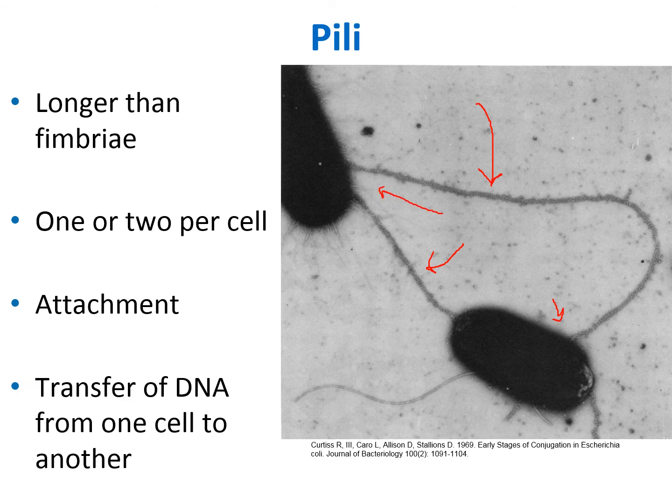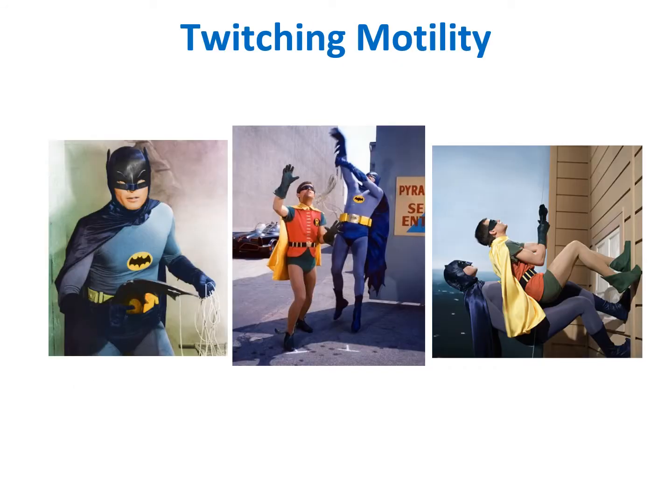You can see that the pili are much longer than the fimbriae. If you look closely at this image, you can see the fimbriae only coming out about that far from the cell, whereas the pili are much longer. In any case, pili are used for attachment. They can transfer DNA from one cell to another, and they're also used for motility. The type of motility that we see with pili is called twitching motility.